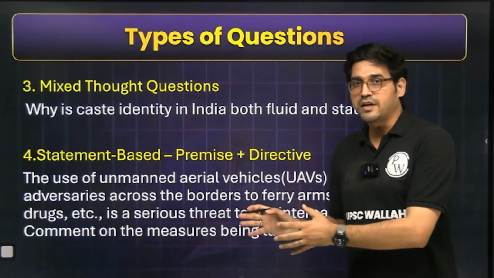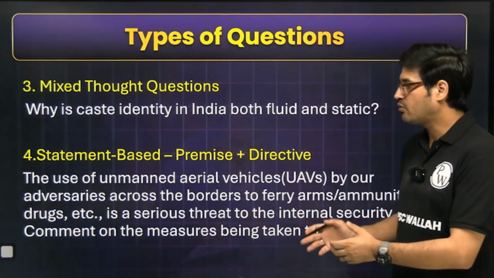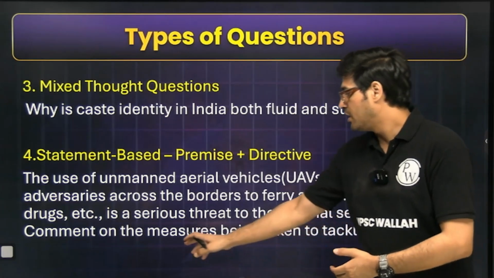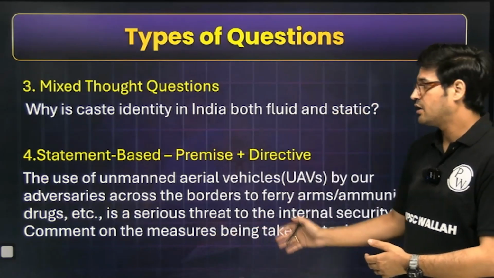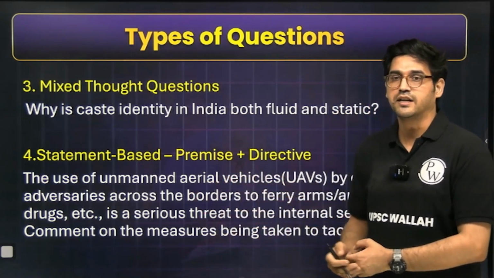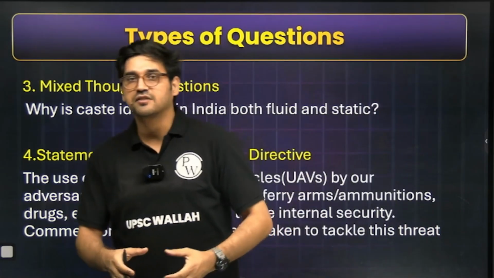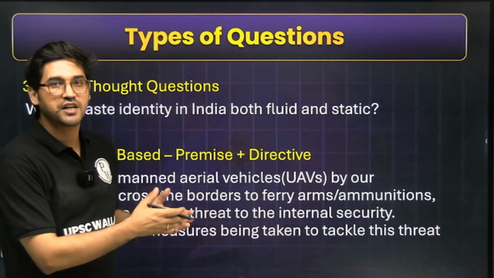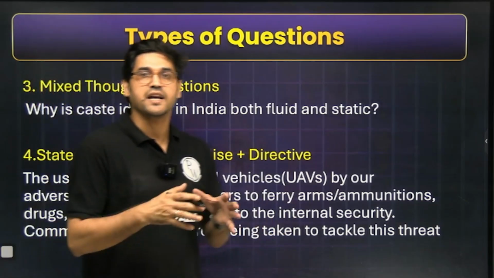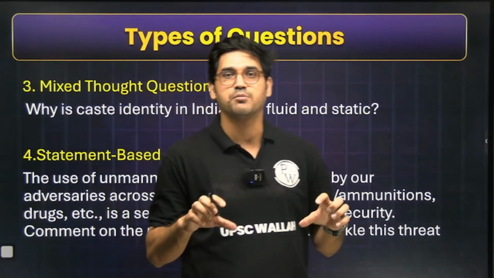Now, if you read this question specifically, you will understand that he is asking you the measures which are being taken to tackle this threat, the threat presented by the use of unmanned aerial vehicles. But because there is a premise in the question itself, there is a statement in the question itself, you are expected to establish the premise itself.